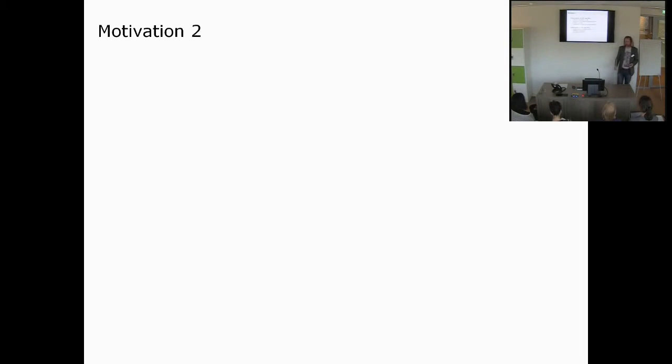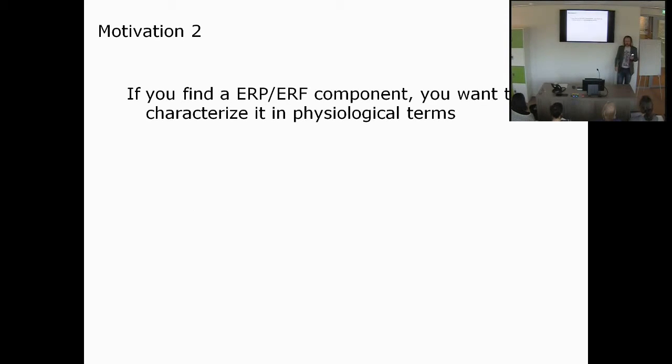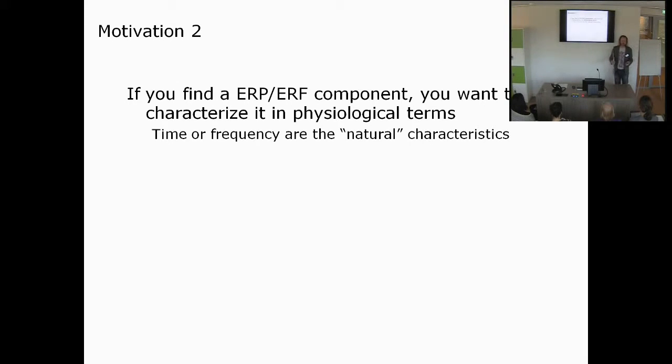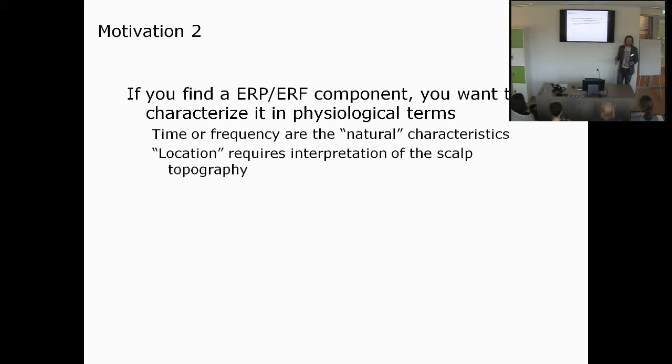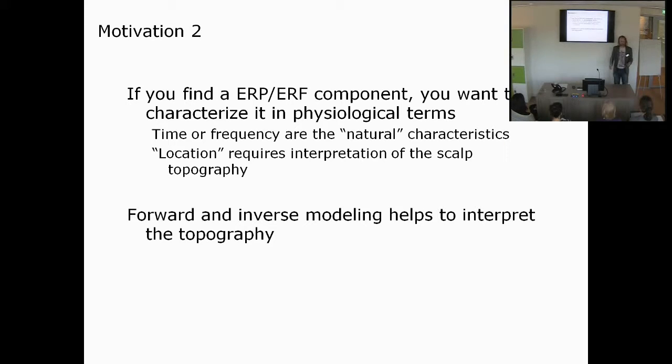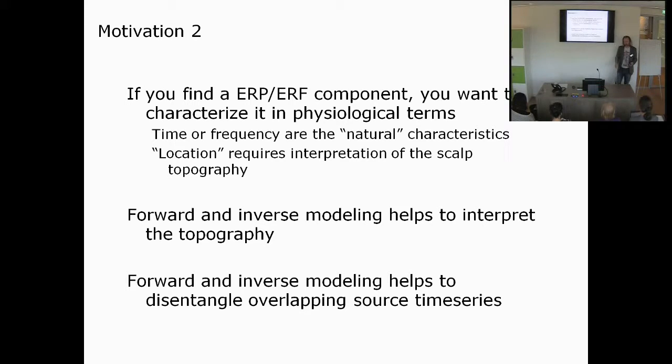So you could say we have a relatively low spatial resolution, especially if you compare it with hemodynamic methods such as fMRI. The second motivation for doing source modeling is that if you find an ERP or an event-related field, you want to characterize it in its physiological terms. Time and frequency are the natural characteristics of your recording, so they directly relate to the cortical activity, whereas the location requires an interpretation of the scalp topography. Forward and inverse methods are available to help you interpret this topography. Furthermore, forward and inverse modeling helps you to disentangle the time series, and that's especially important if you are interested in activity from multiple sources at the same time, or are interested in networks.